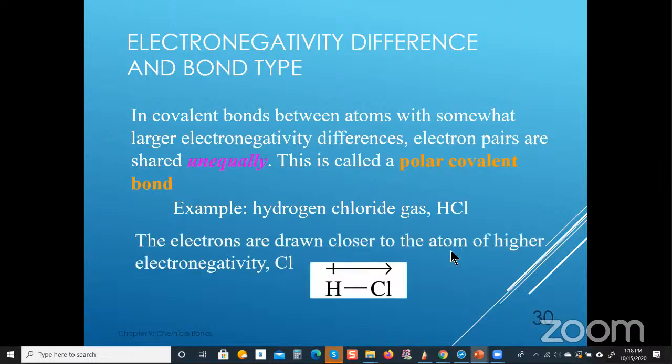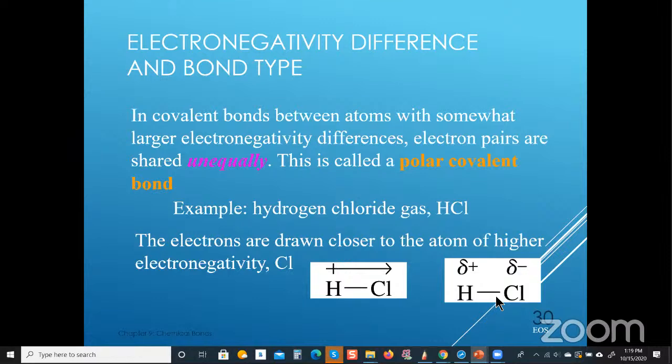So one example of this is hydrogen chloride, which is a gas. Chlorine is more electronegative than hydrogen, so the electrons that are shared here will be, on average, closer to the chlorine atom compared to the hydrogen atom. So this bond is said to be polar covalent, all right? And we can represent the direction of the shift by using this symbolism right here, an arrow with a cross at the tail. Basically this is showing you where the electrons are shifting to.